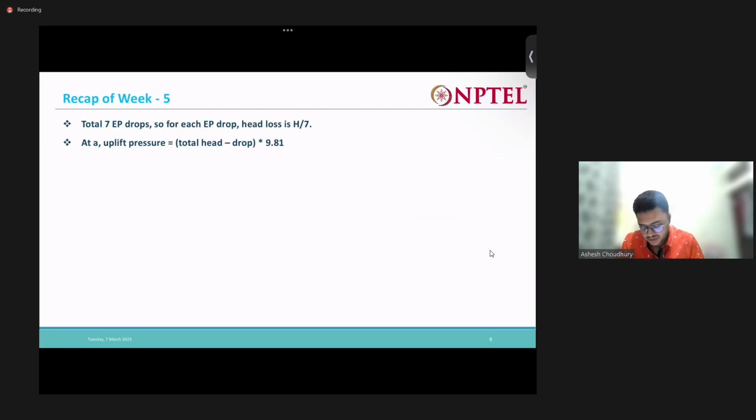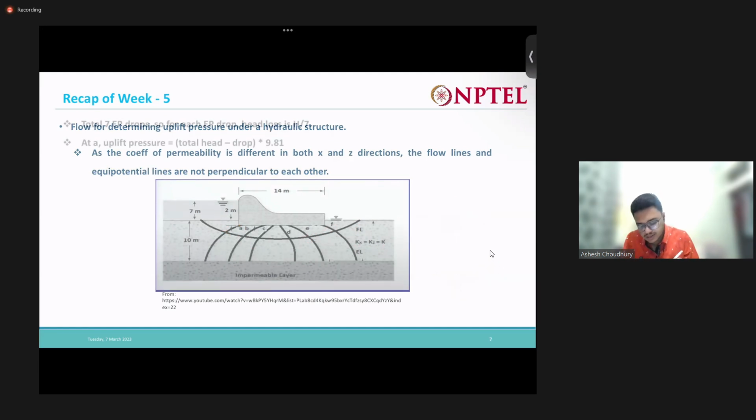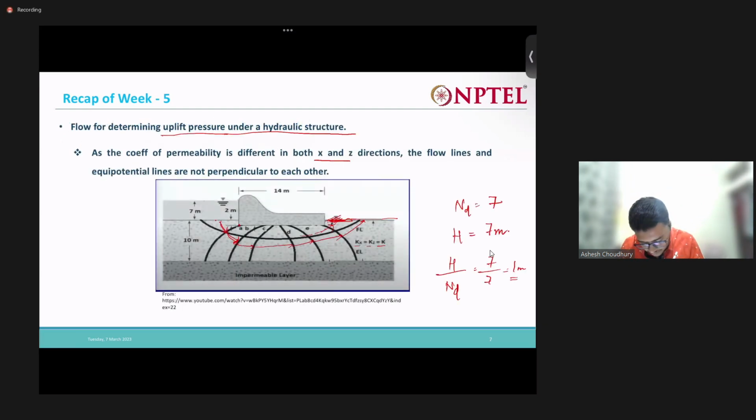Now what is the uplift pressure at A? At this point, say we are asked to determine the uplift pressure. The uplift pressure is nothing but the pressure head multiplied by gamma w. What is my pressure head? Pressure head is nothing but total head minus elevation head. So total head minus elevation head into 9.81, which is my gamma w. So let us see point A now.